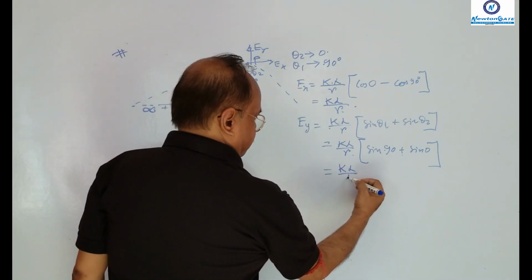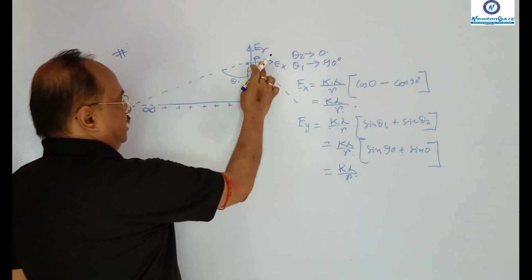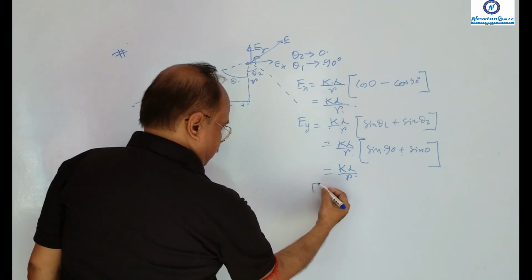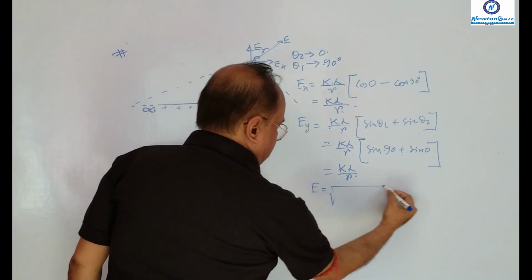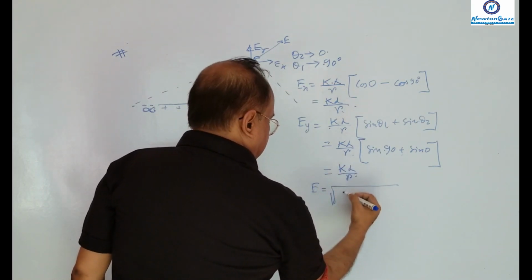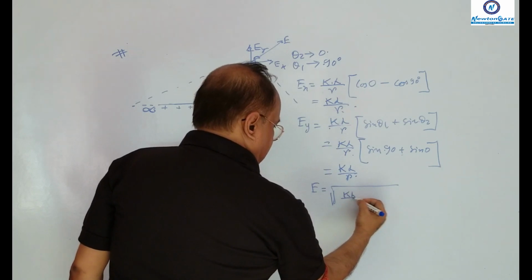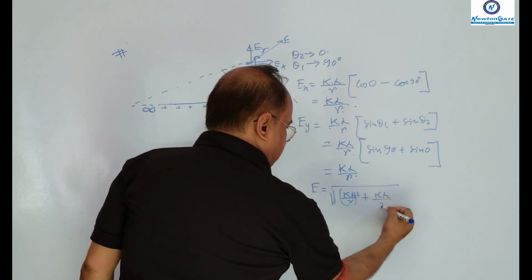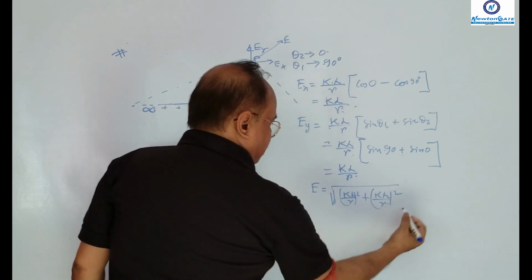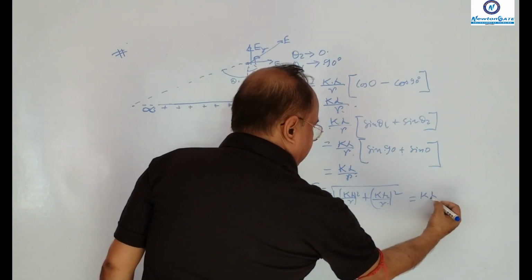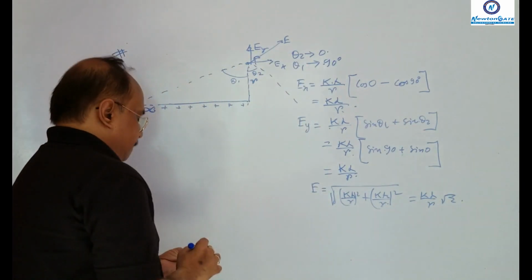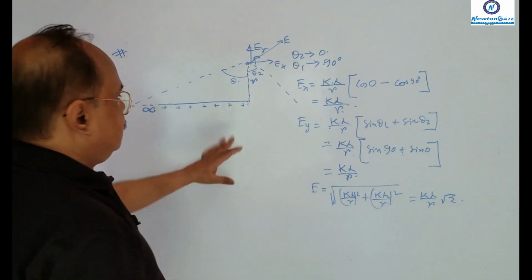So it will also be k lambda by r. And if you want to find the resultant electric field E, that means E will be equal to root over k lambda by r whole square plus k lambda by r whole square, which is basically k lambda by r into root 2. It's okay, this is the sum.